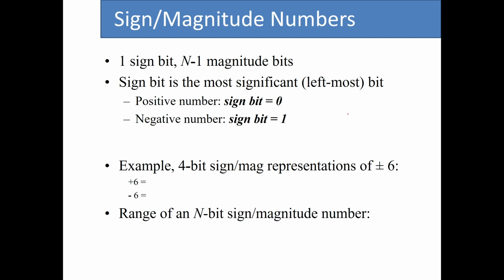Let's take a look at one example. Let's assume we have an n-bit number. This bit is representing the sign, and the rest represents the magnitude. The sign bit is the most significant bit in the number, which, if you remember from before, is the leftmost bit. For positive numbers, the sign bit is going to be 0, but for negative numbers, the sign bit is going to be 1.